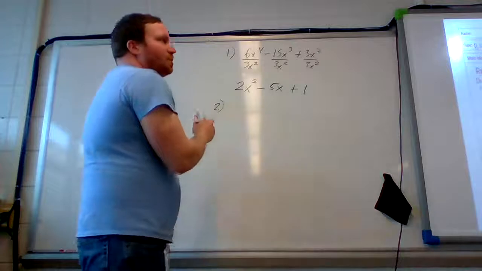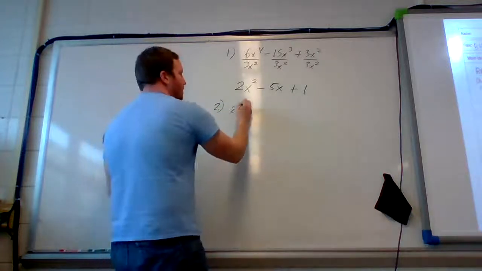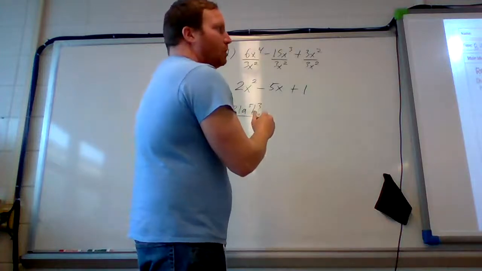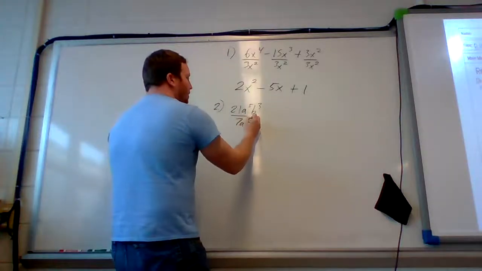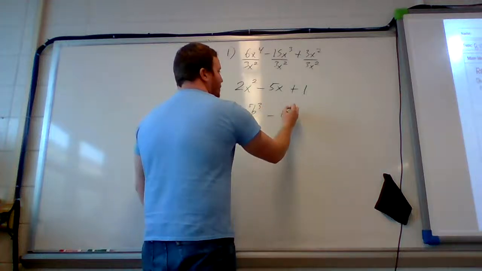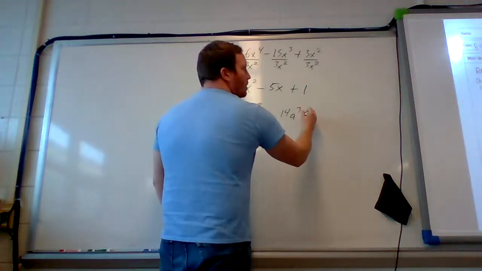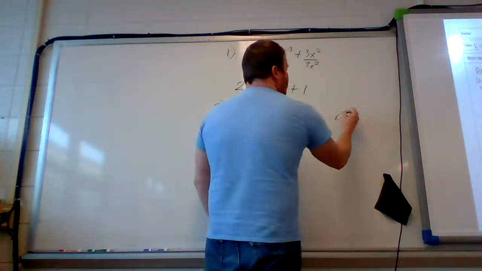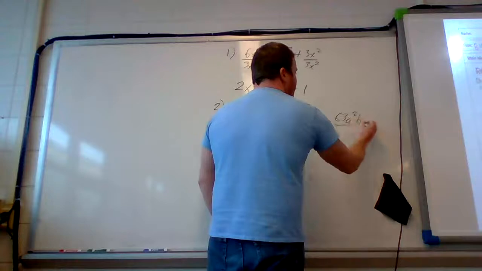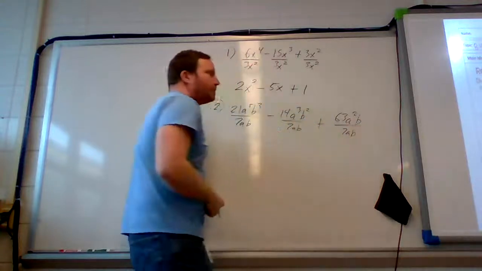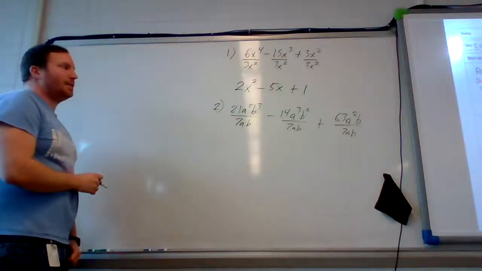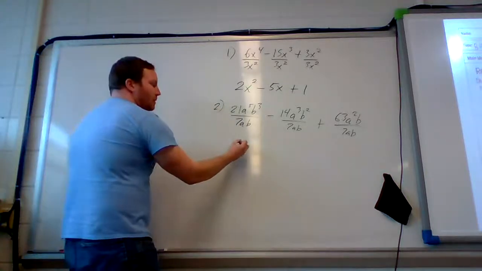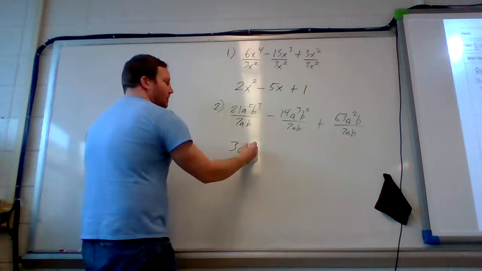If we have multiple variables, so we got 21a to the 5th b cubed, again, we're dividing everything by 7ab, plus 63a squared. So everything's divided by 7ab. Again, numbers by numbers, so 21 divided by 7 is 3. And like a to the 4th, b squared, right?